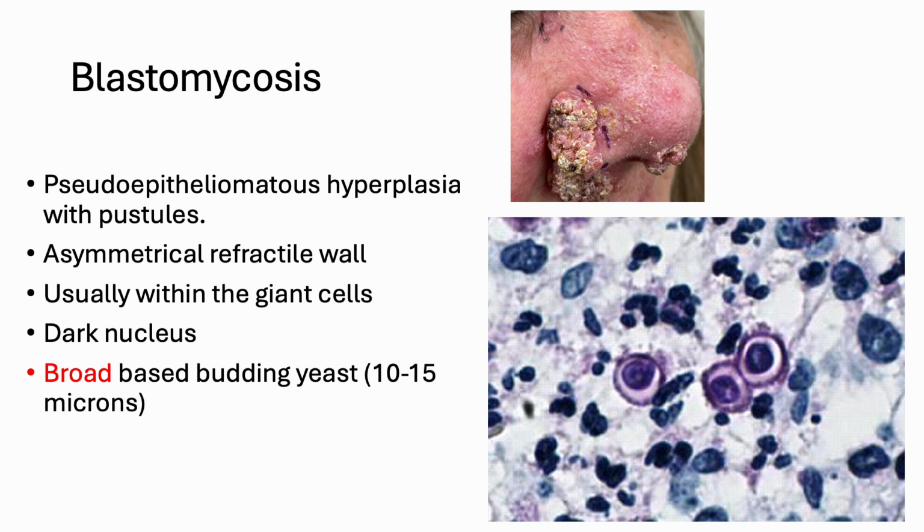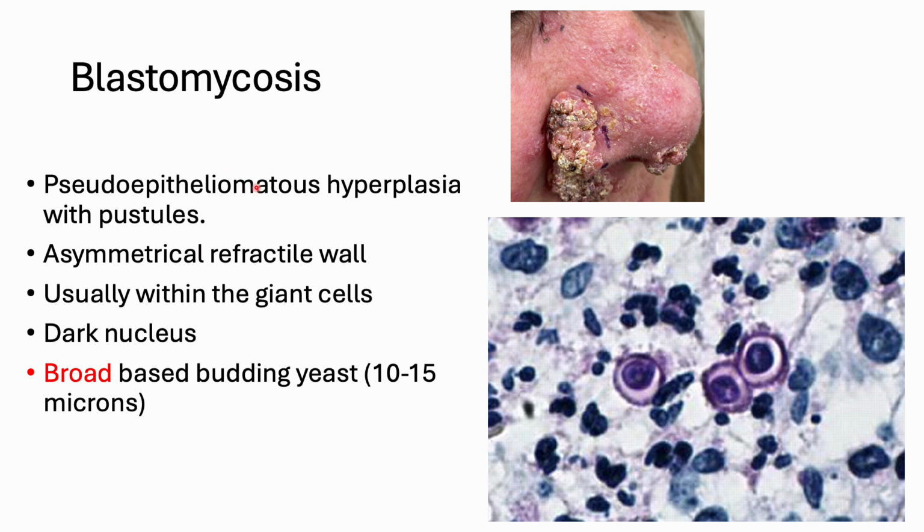The next disorder is blastomycosis. Blastomycosis usually is a larger yeast with a size of 10 to 15 microns. And one very unique feature of the blasto is the broad-based budding yeast. It's easy to remember. Blasto, there is a B, and broad-based budding, there are 3 B's, B for B. And it has the refractile wall, but it is asymmetrical. Those are the features of the blasto.